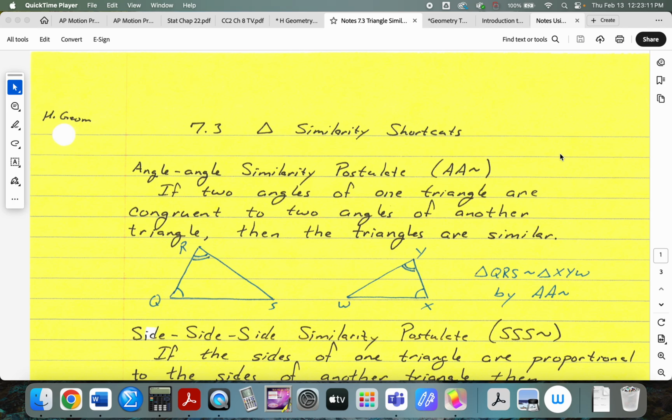The simplest one, and honestly the one that comes up more often in proofs than any other, is the angle-angle similarity postulate, which we'll abbreviate with AA and then the similarity symbol. It just says if 2 angles of one triangle are congruent to 2 angles of another triangle, then the triangles are similar. With triangles, if the corresponding angles are congruent, it takes care of the sides being proportional. That's not true for other things.